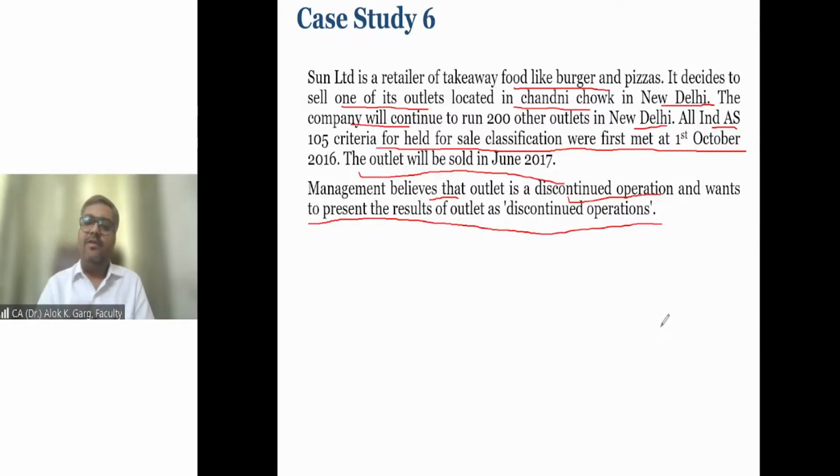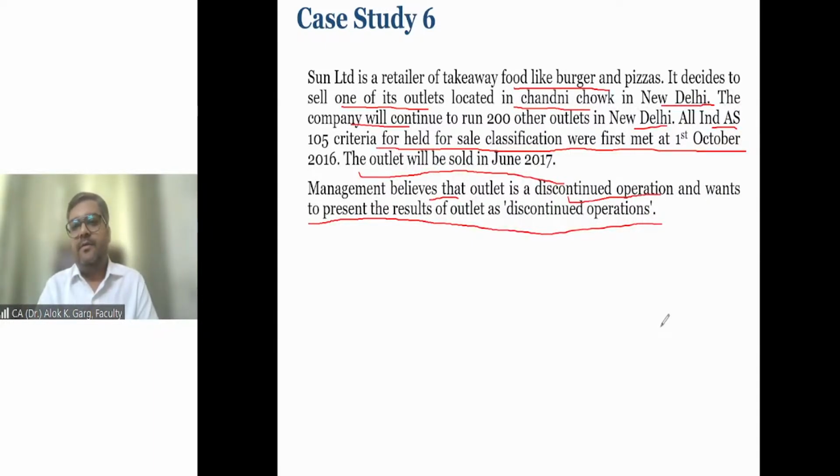Let's answer 3 questions. Question number one. Whether this discontinuation, the sale of one outlet, represents a discontinuation of a separate line of business or major product of the business. Whether the company is discontinuing the burgers and pizzas? Answer is no. The company is only discontinuing one outlet. The company is not discontinuing the operations of the major product line.